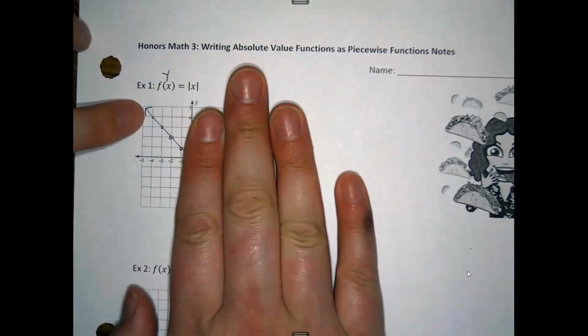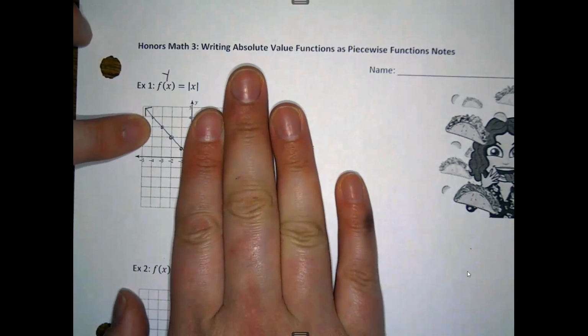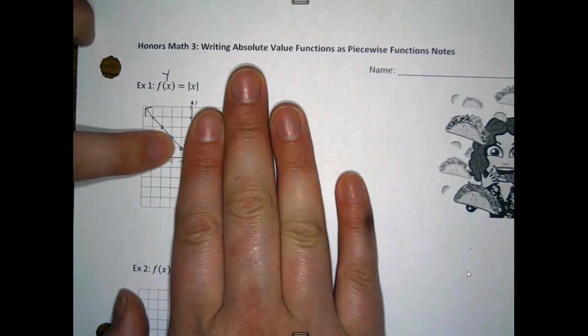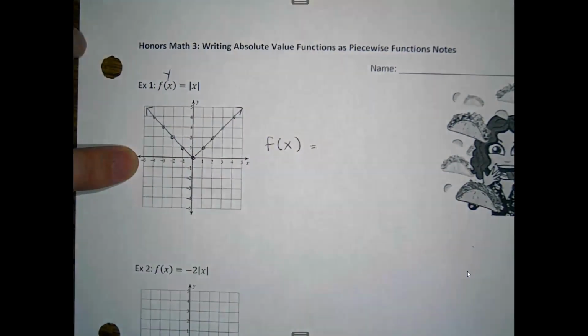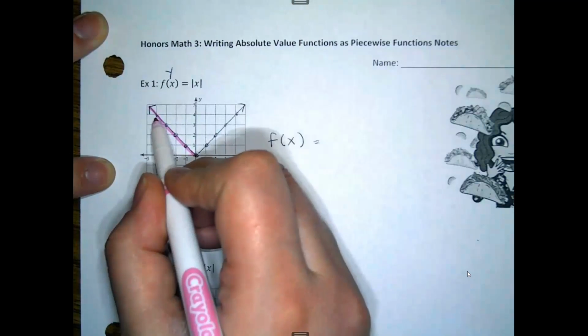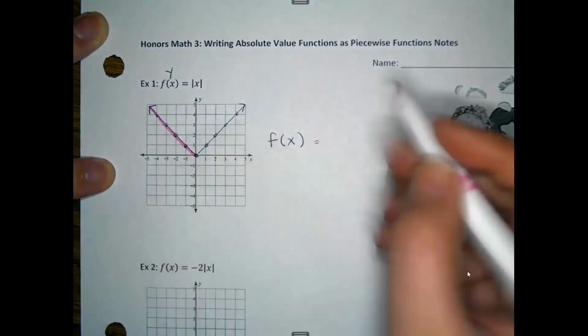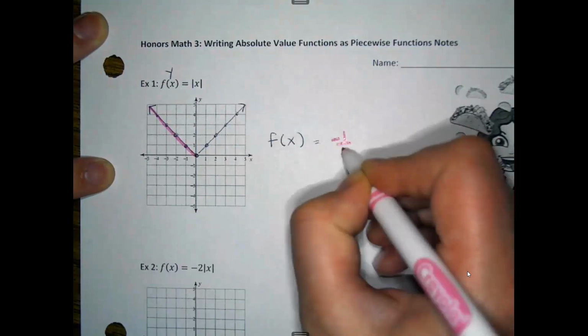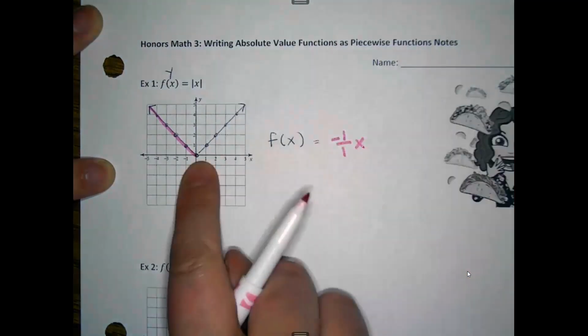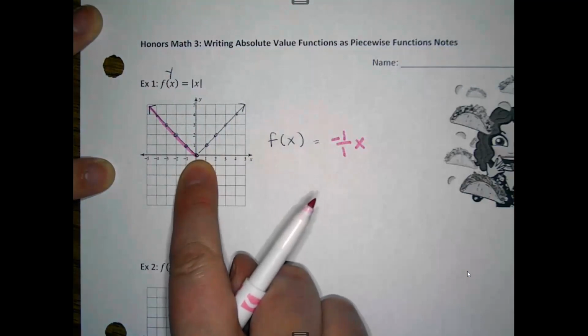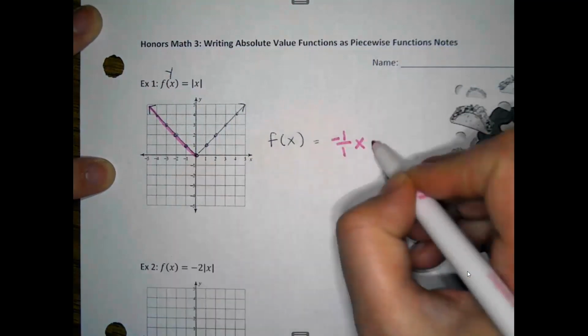So can you guys tell what this slope is over here? It goes 1 over 1. Is that a positive slope or a negative slope? Negative. So it goes down 1, right 1, down 1, right 1, down 1, right 1. Okay. So I'm going to do this part in one of my colors, just this part right here. It goes down 1 over 1. So this has a slope of negative 1 over 1. And then can you guys tell what the y-intercept is? 0. So negative 1 over 1 x plus 0.